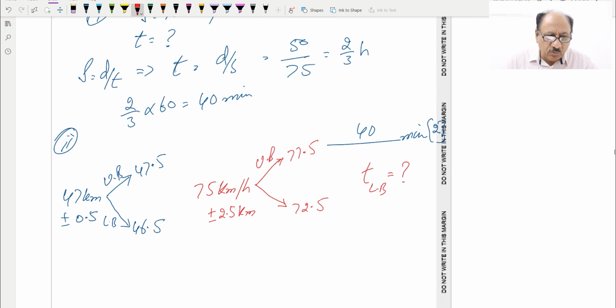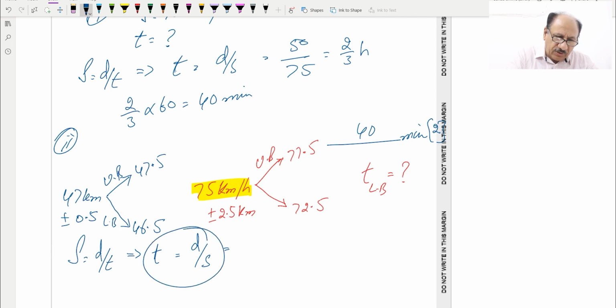So the answer is required in minutes. The speed is in kilometers per hour, keep that in mind. So at the end we will be converting into minutes also, because we require the answer in minutes. Speed is equal to distance over time, and this implies time will be equal to distance over speed.